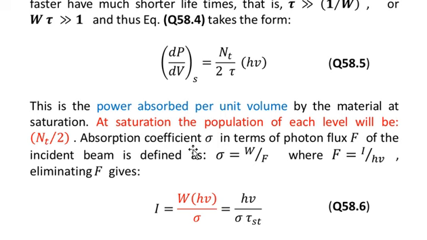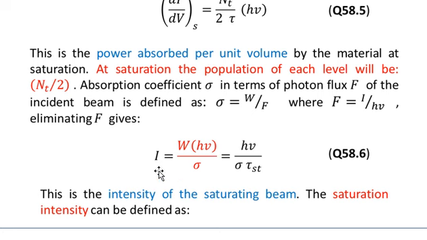Absorption coefficient sigma in terms of the photon flux capital F of the incident beam is defined as sigma is equal to W over capital F, where F is defined as I, which is the intensity of the incident beam, over h nu. H nu is the energy of the photon in the beam. So this is the flux, that is F is equal to capital I over h nu. We can eliminate F from both of these equations and finally we get the following equation.